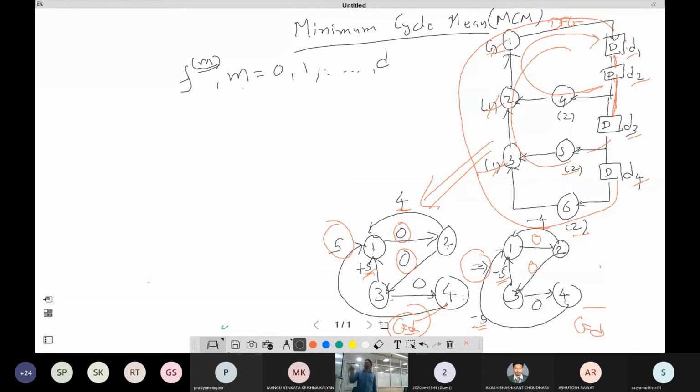So that means here I have 4 delay elements, so I need to calculate f of 0, f of 1, f of 2, f of 3 and f of 4. Now f of 0 is my initial vector, and that I need to assume. So f1, f2, f3, f4 you can calculate, but for f of 0 you need to take an assumption.